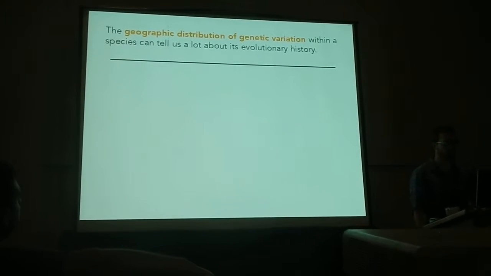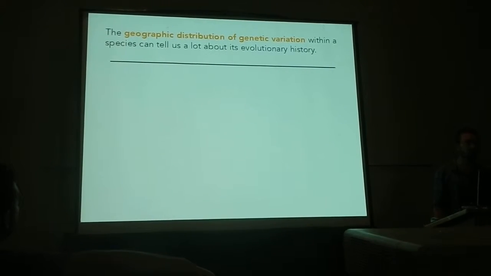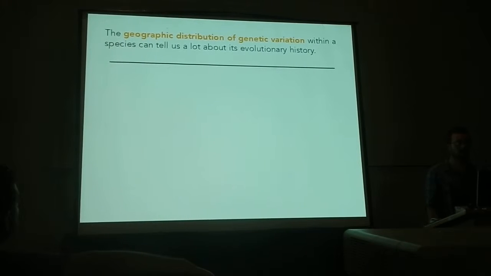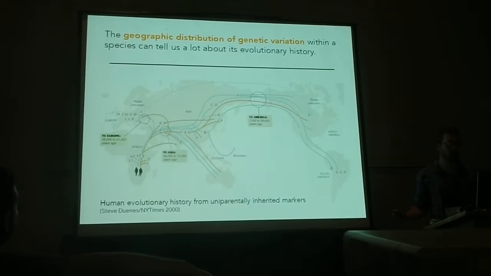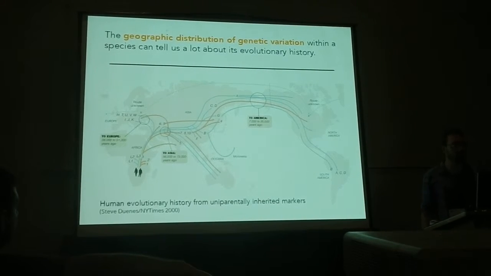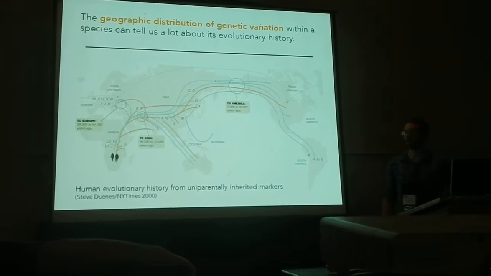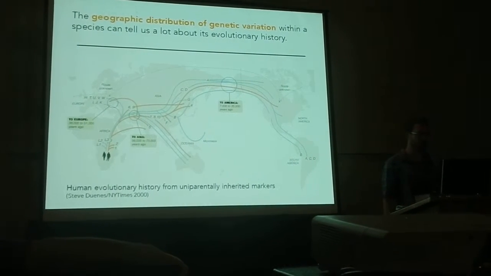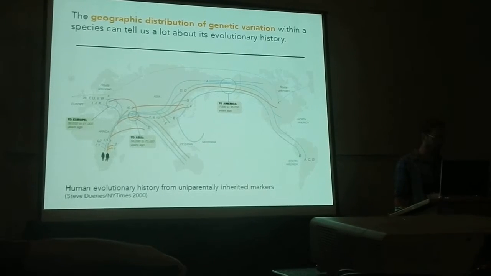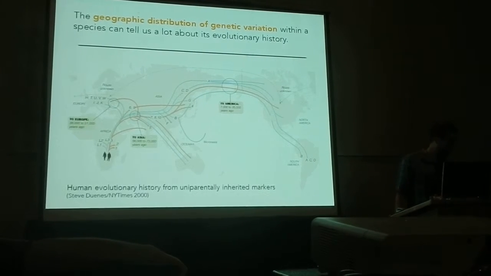The geographic distribution of genetic variation within a species can tell us a lot about its evolutionary history. For example, in humans, genetic information from contemporary and ancient samples have revealed a lot about human evolutionary history, including migrations across the globe, demographic changes, and adaptation to new environments.